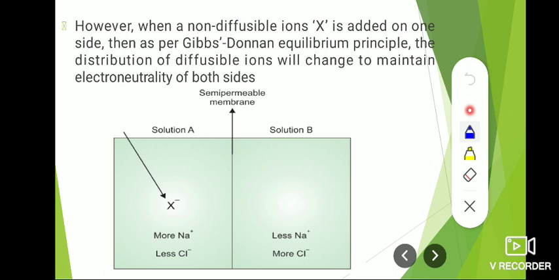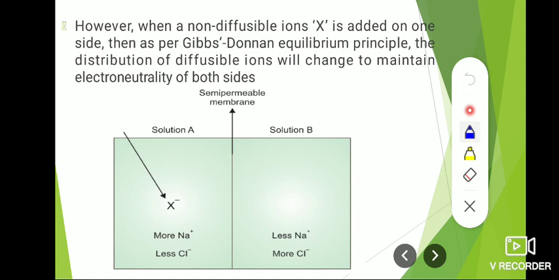So now you see, when a non-diffusible ion X, for example, is added to this solution, then as per the Gibbs-Donnan equilibrium principle, the distribution of diffusible ions will change to maintain electroneutrality on both sides. So this solution had sodium and potassium, sodium and chloride. There we have added an X solution. So now what will happen?